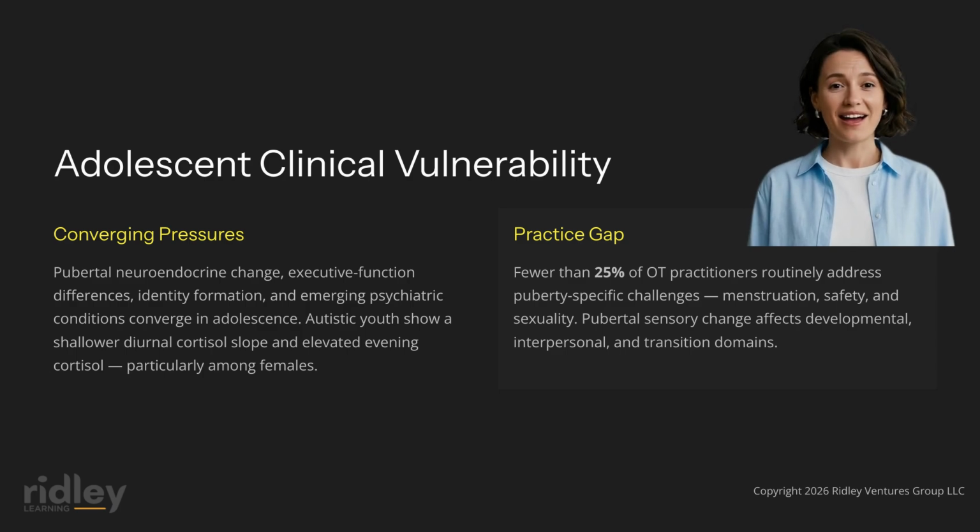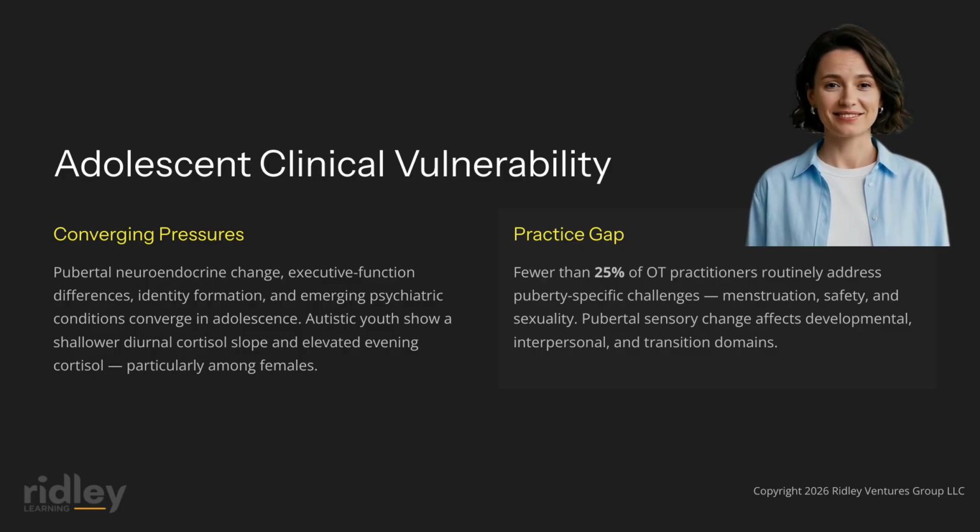Adolescence is a period of heightened clinical vulnerability for autistic individuals. During this stage, the convergence of pubertal neuroendocrine change, persistent executive function differences, identity formation, and the emergence or escalation of psychiatric conditions creates clinical demand that frequently outstrips available services.